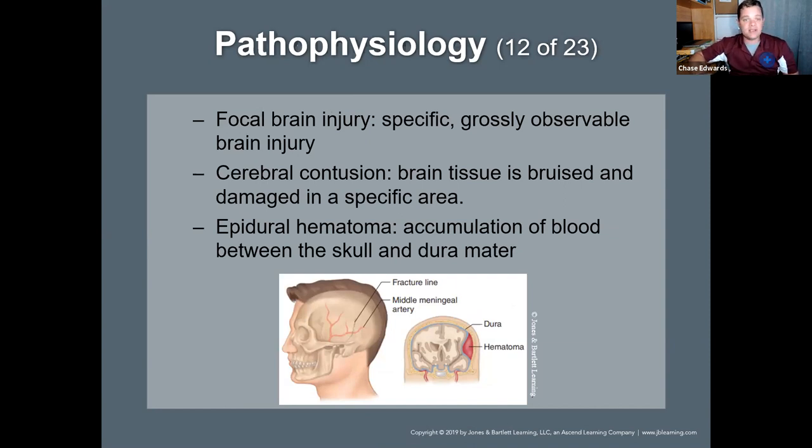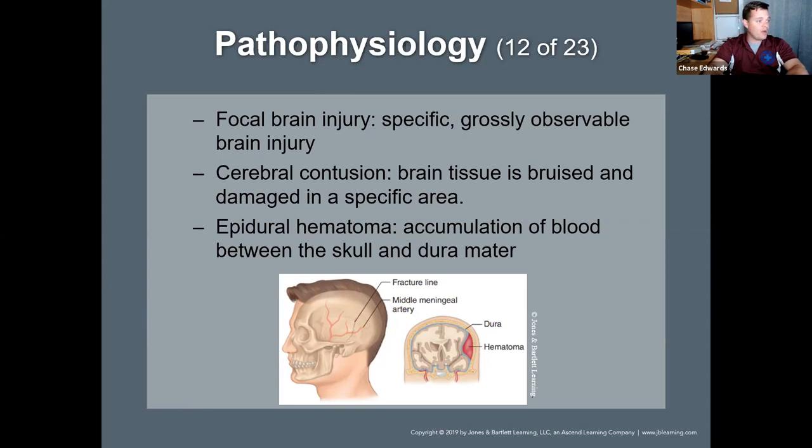Some other things you may have too is a focal brain injury. It's a specific, grossly observable brain injury. One of them is a cerebral contusion. So brain tissue is bruised and damaged in a specific area. Cerebral contusion is different than a concussion because it involves physical damage to the brain. The area of the brain most commonly affected by a cerebral contusion is the frontal lobe. Swelling will occur, and it might result in increased ICP.